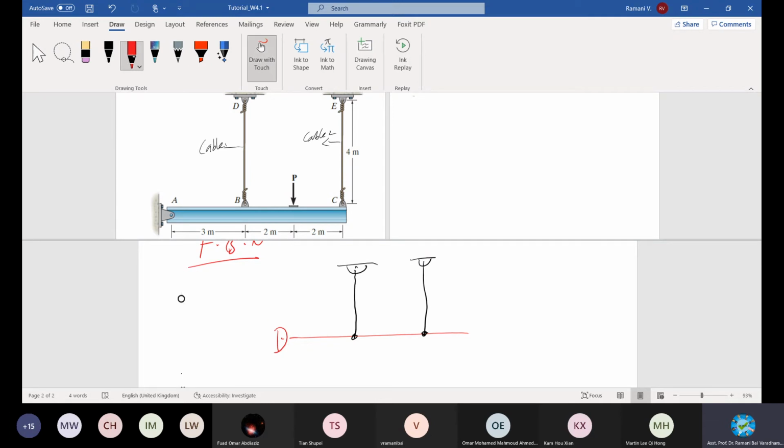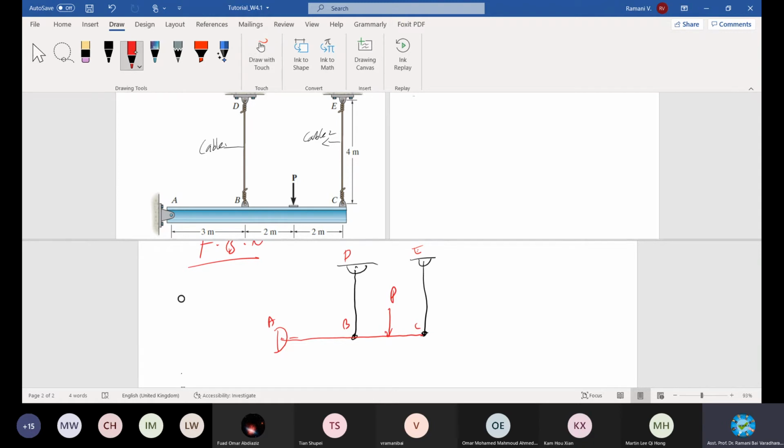Go back to A, B, C, B, D. This one is D, and this end is C. Okay, and then what else is given to you? That's all. And there is a load acting. Mark this as C, up to C only. This end is not there. Okay, and there is a load acting on it, P.